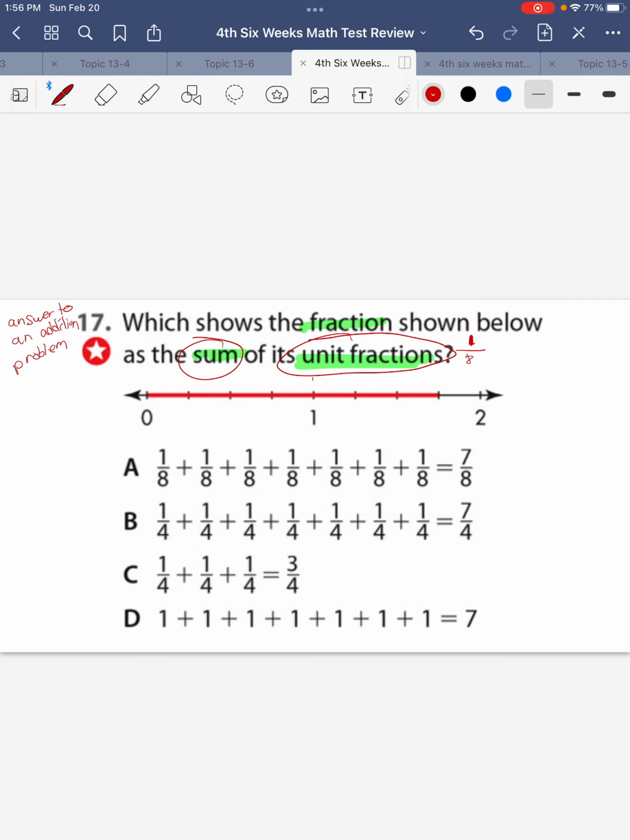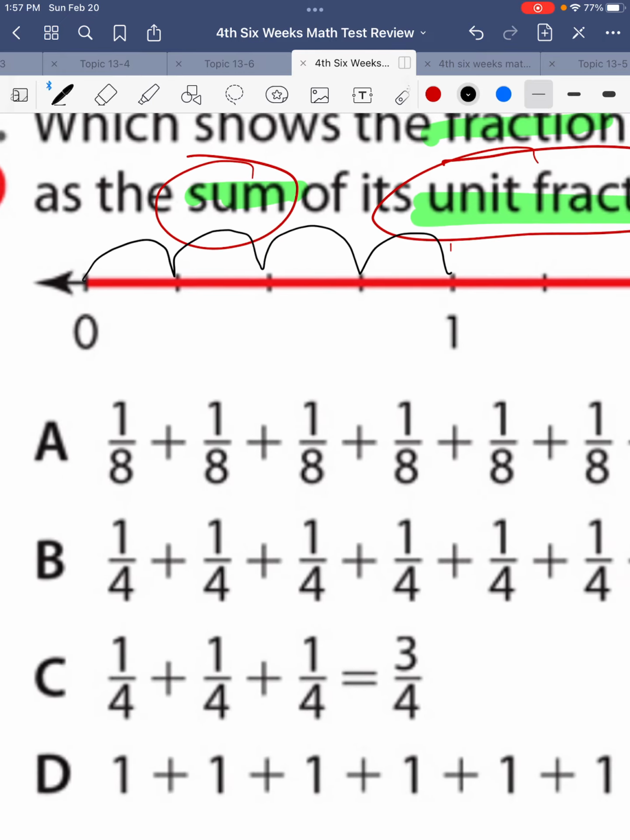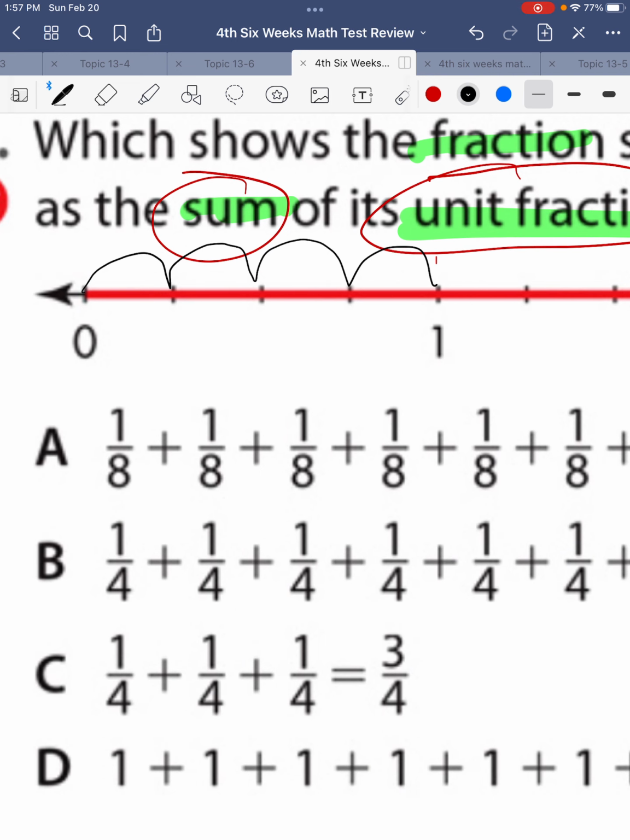So let me count 1, 2, 3, 4. Okay, I'm going to stop at the 1 because after the 1, I'm entering a whole new set of fractions, okay? So if I'm correct, the 1 should end at a fraction where the number on the top and the bottom are the same, okay? So I ended at 4. 1, 2, 3, 4. So that means this would be 1/4. This would be 2/4. This would be 3/4. And this would be 4 over 4. Now, I know that I'm right because 4 over 4 does equal 1 whole, okay?